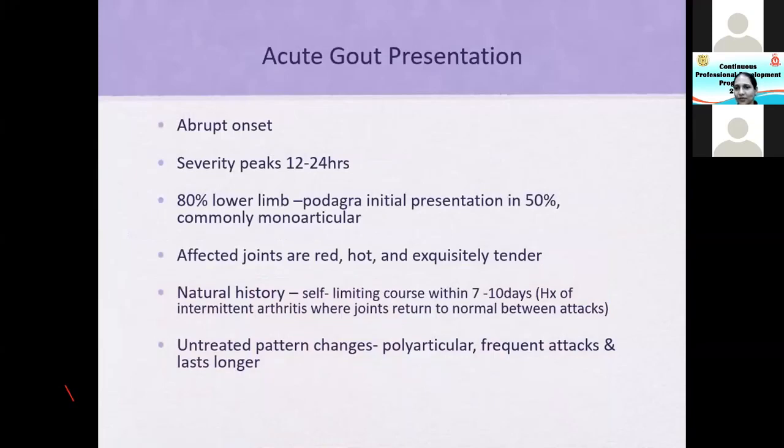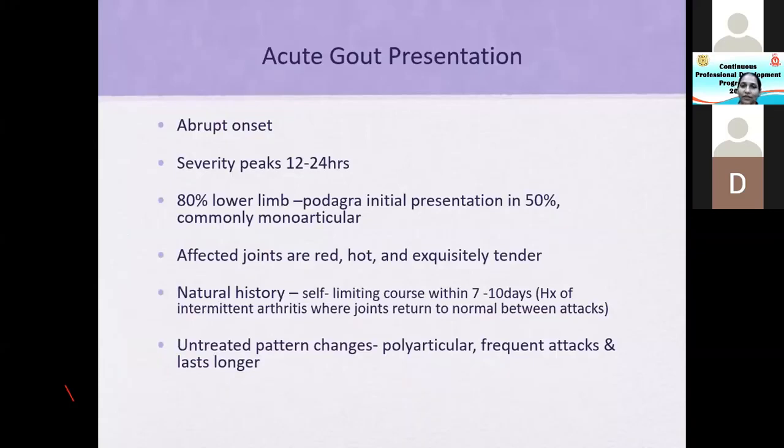Gout presentation is very characteristic. It is of abrupt onset. The patients might report that they have gone to bed fine. They have had a couple of drinks, maybe got together with friends, had a couple of drinks, meat and all these things, gone to bed a little late in the night. They've been all right. Early hours of the morning, they get up with abrupt, sudden onset, excruciating pain. It's very severe.